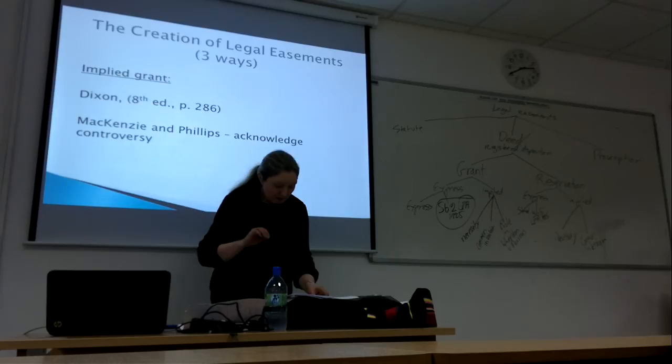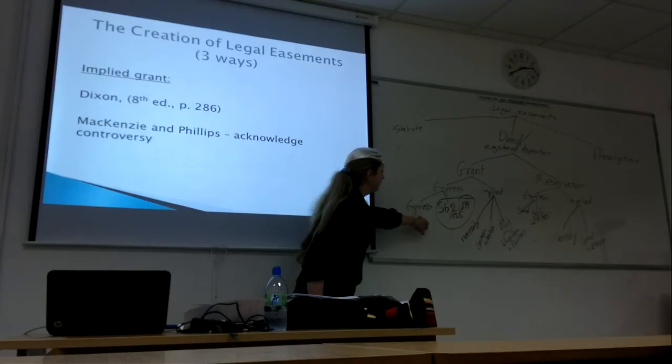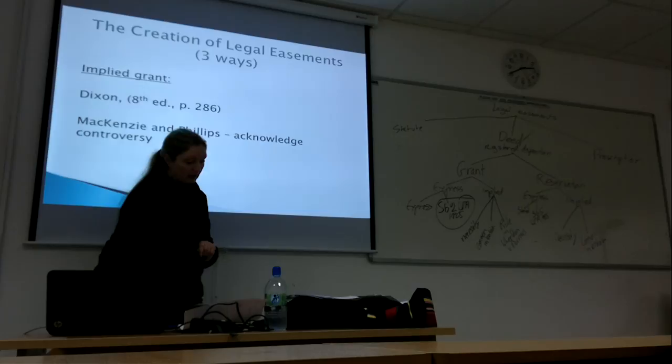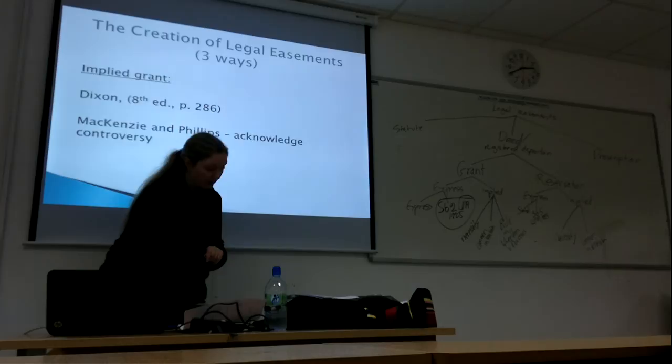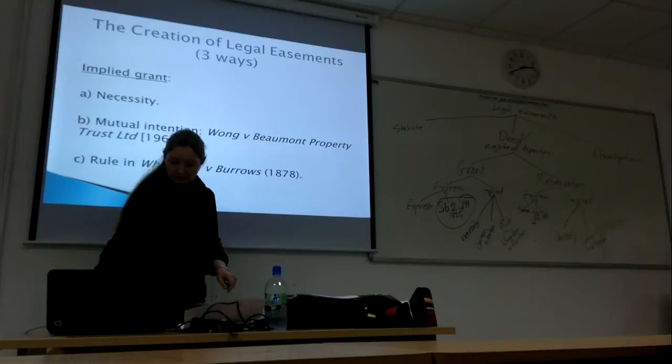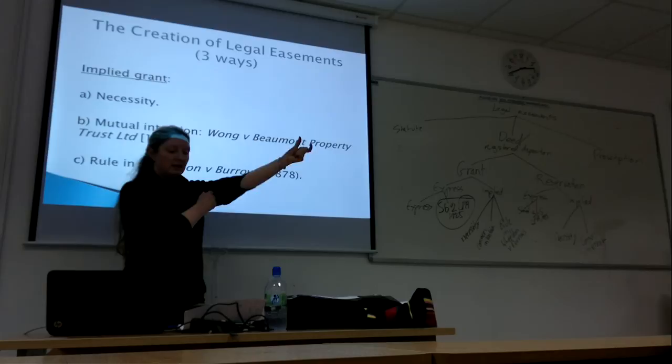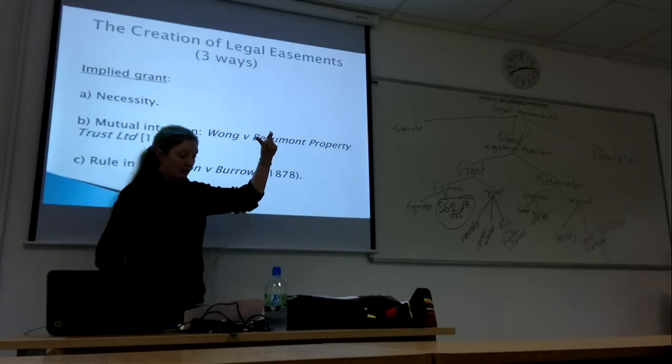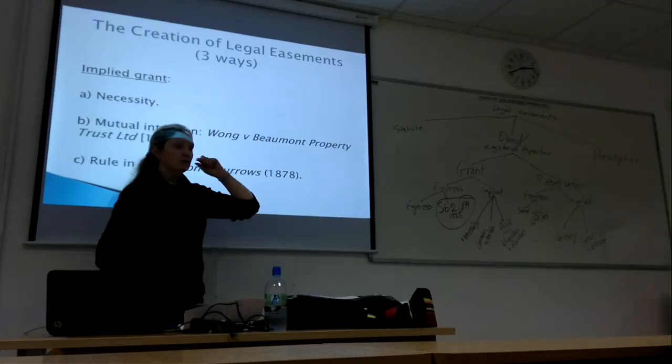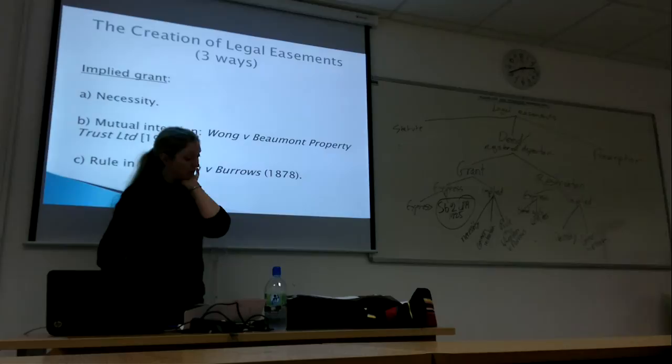There's a controversy about that, but we're leaving it here for the time being. Then you've got implied grant, and that comes from necessity, common intention, or the rule in Wealden and Burrows. So mutual intention or common intention: the case I mentioned earlier, where a vent was put up through a building, was a common intention implied grant. If you were the owner of the Chinese restaurant, you got a lease from the owner of the building, then there must have been a common intention, when they knew the purpose for you taking the lease, that you would have to comply with health and safety, etc.